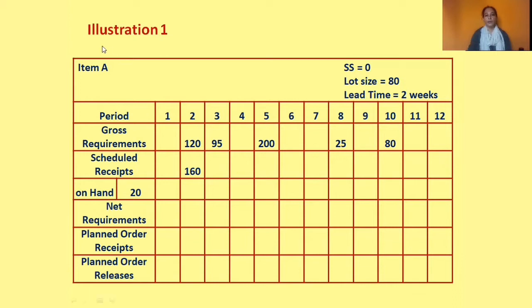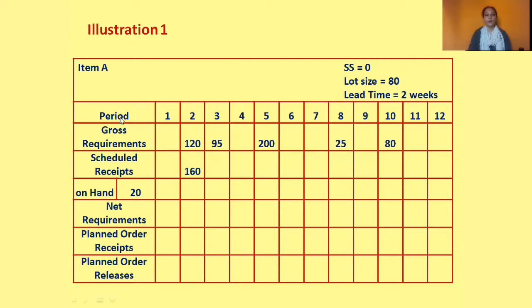In this proforma you can see item A, the SS for item A is 0, that is safety stock. SS stands for safety stock. So that means for item A, we don't need to maintain any safety stock. For the same item A, the lot size is 80 units. That means if we place one order, we will be able to draw 80 units. Then lead time for item A is 2 weeks. So it will take 2 weeks to procure item A.